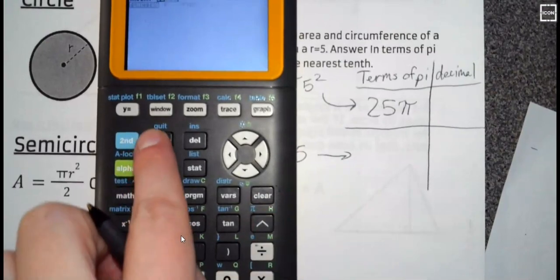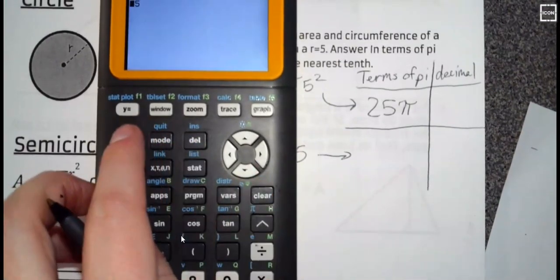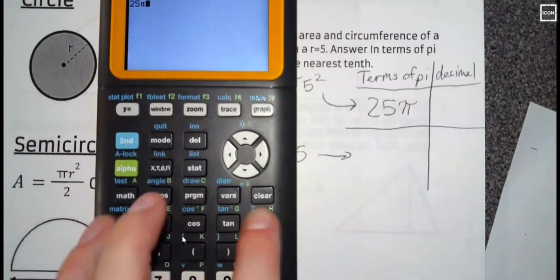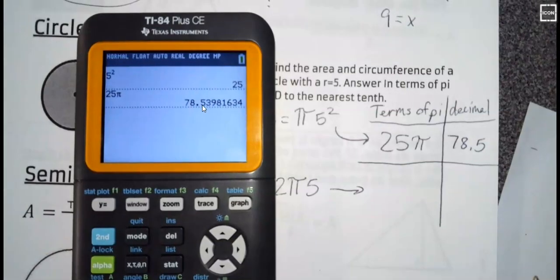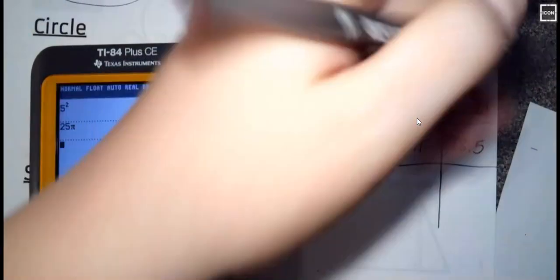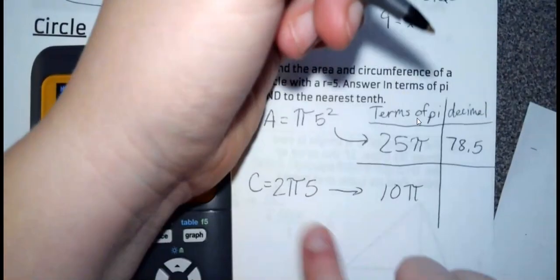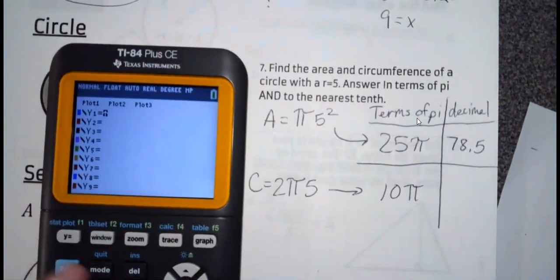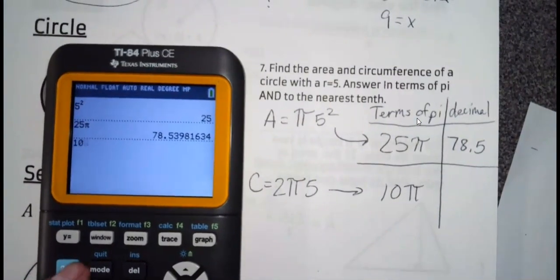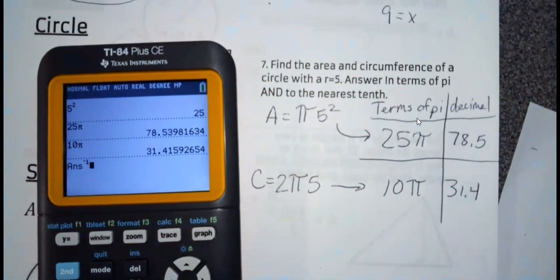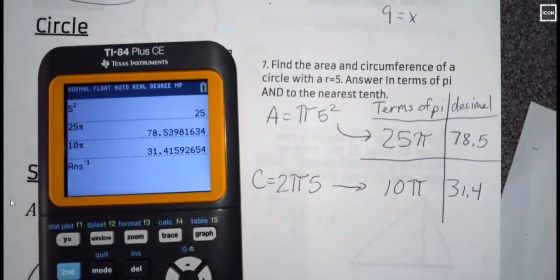So you have to click second. Oh, that's the wrong thing. That's mode. Second. And then the caret, the little arrow that points up. And then you'll get your pi. So 78.5 is the decimal. 25 pi is in terms of pi. It just depends on how it's asked. And then here, 2 times 5 is 10. So it's either 10 pi for the circumference or 10 times pi, which is 31.4.